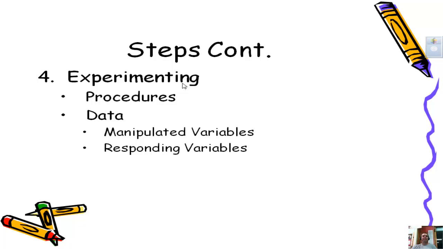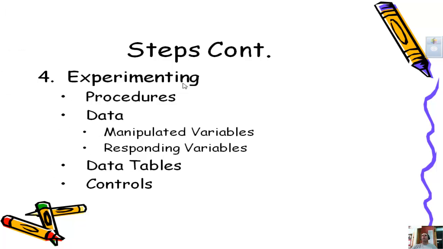Again, manipulated, the scientist changes. Responding changes on its own. Okay, it changes by what you did to the manipulated variable. Okay, your data tables. Like I said, you're going to have all of that information there so other people can see what you got and then they can compare it to what they got.